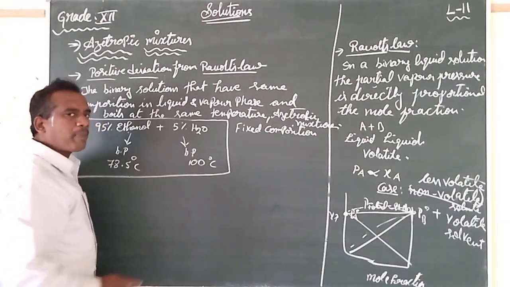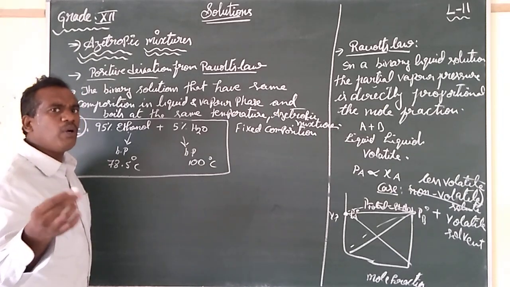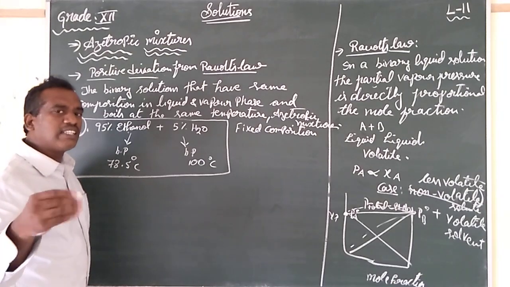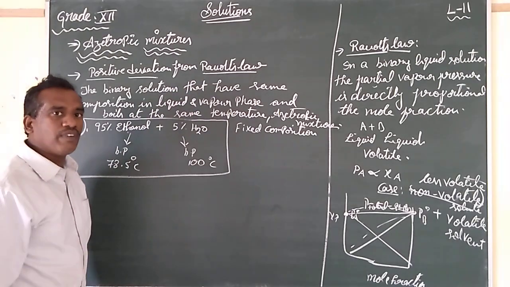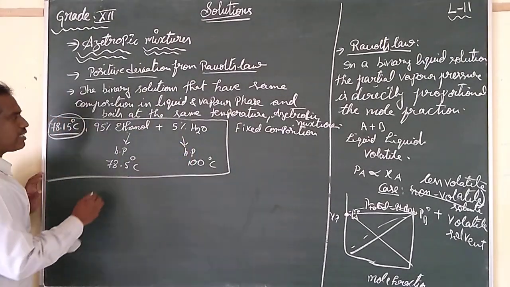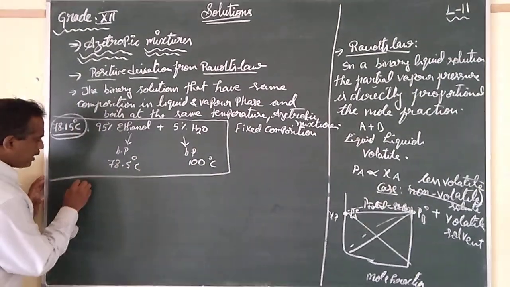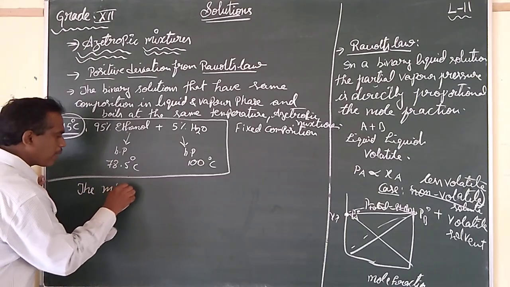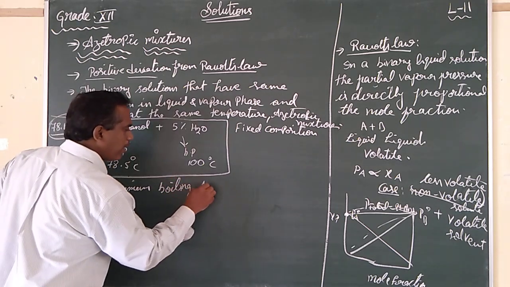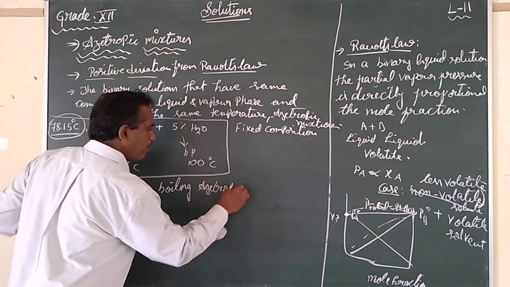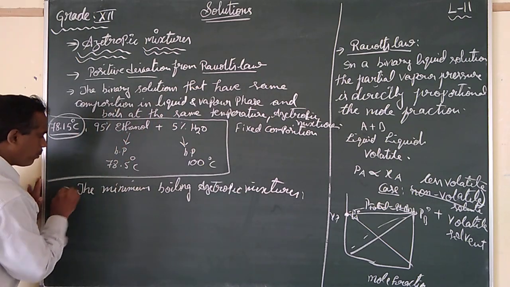Now, which will show more vapor pressure? The compound that has a lesser boiling point will show more vapor pressure. More vapor pressure means that it is going to show a positive deviation from Raoult's law. So these kinds of solutions are going to boil at a lesser temperature. They are called the minimum boiling azeotropic mixtures.